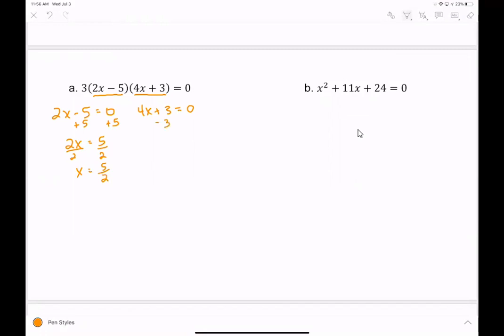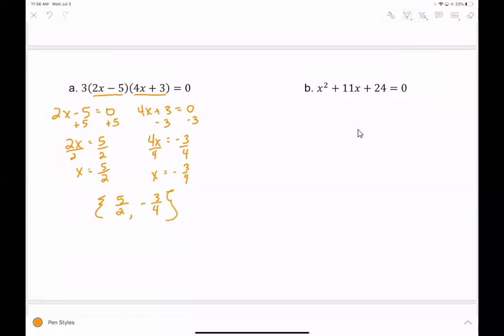I'm going to rearrange. I'm going to bring down my 4x, and then I'm going to divide by 4, and I get -3/4. So it's okay to leave your answer like this, but you will also see these solutions in what's called a solution set, where they will write each answer separated by a comma. And in this case, there's two solutions.